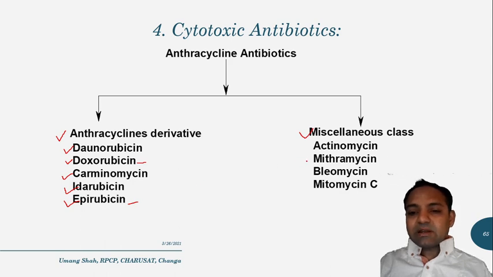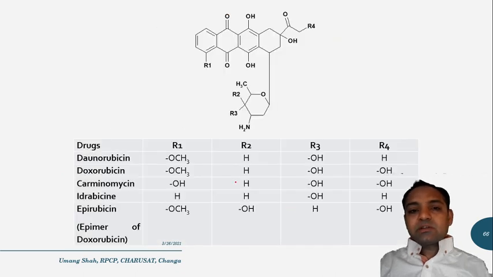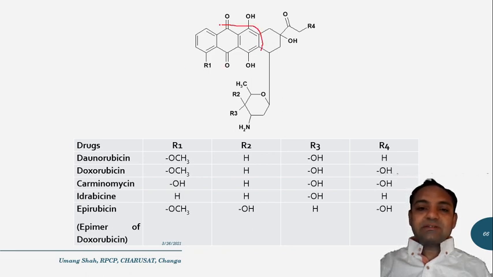Now in the miscellaneous class of antibiotics, the examples are actinomycin D, which is also called dactinomycin, mithramycin, bleomycin, and mitomycin C. Let us see each and every drug in detail. So these are the structures of the anthracycline derivatives. So why is it called anthracycline? Because the anthracene nucleus is there, which is called anthracycline because of the keto groups. Okay, and which is fused with the cyclohexane ring, hence it is called anthracycline derivatives.